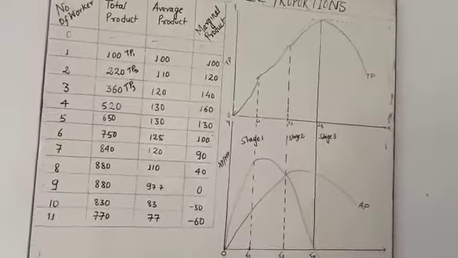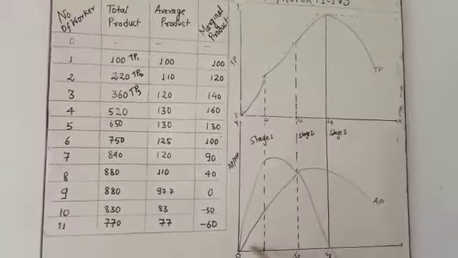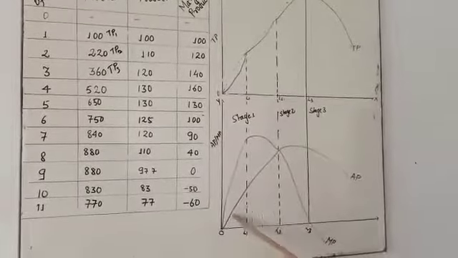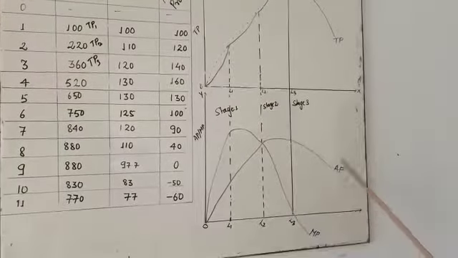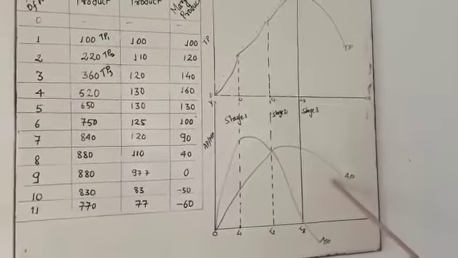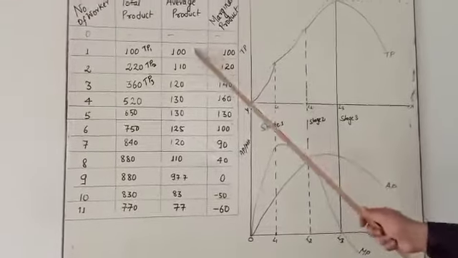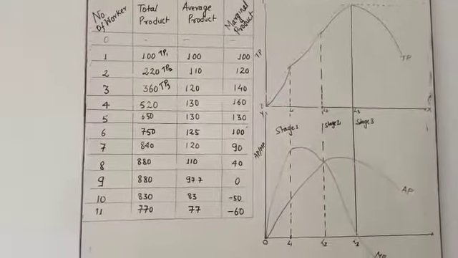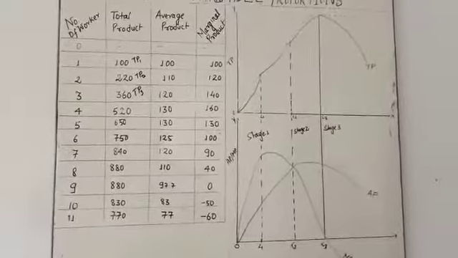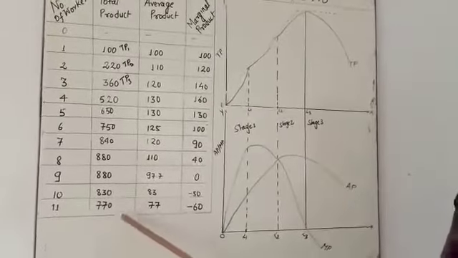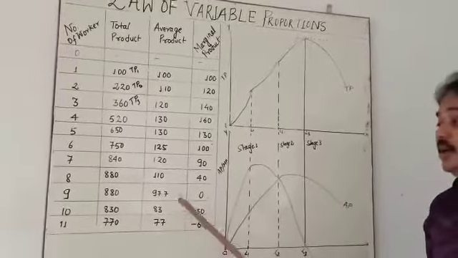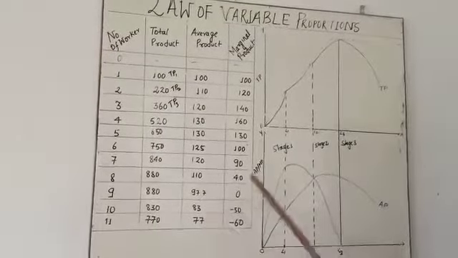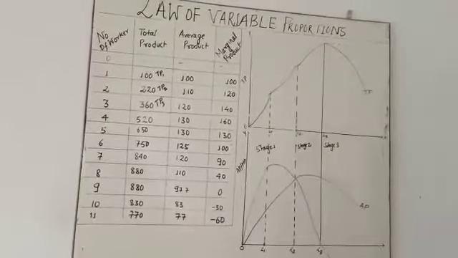Come to the average product. My dear student, AP's graph is here. Initially it was increasing, and after that it is going to fall, but it cannot be negative. It is always positive. You see here, average product cannot be negative. Why? Because total product is positive, so average product will also be positive. Okay. Come to the marginal product.